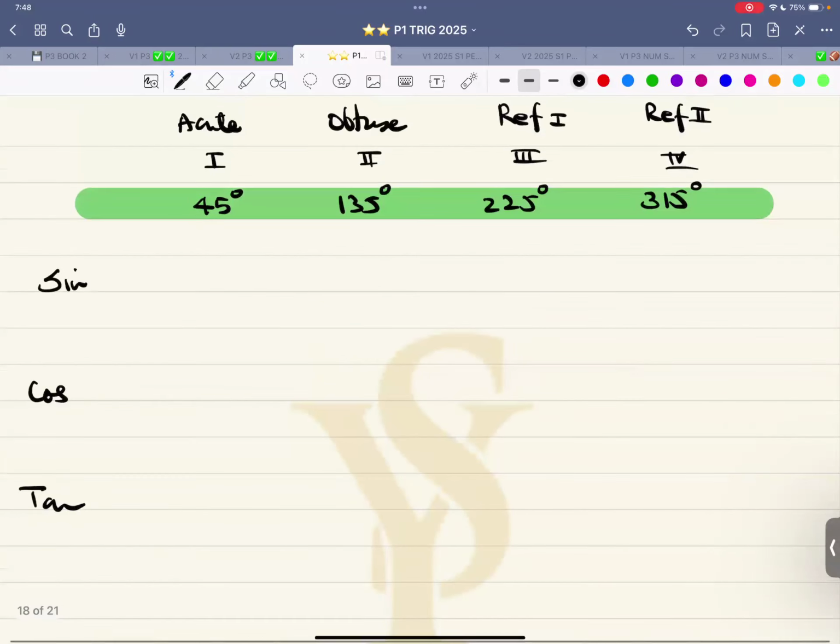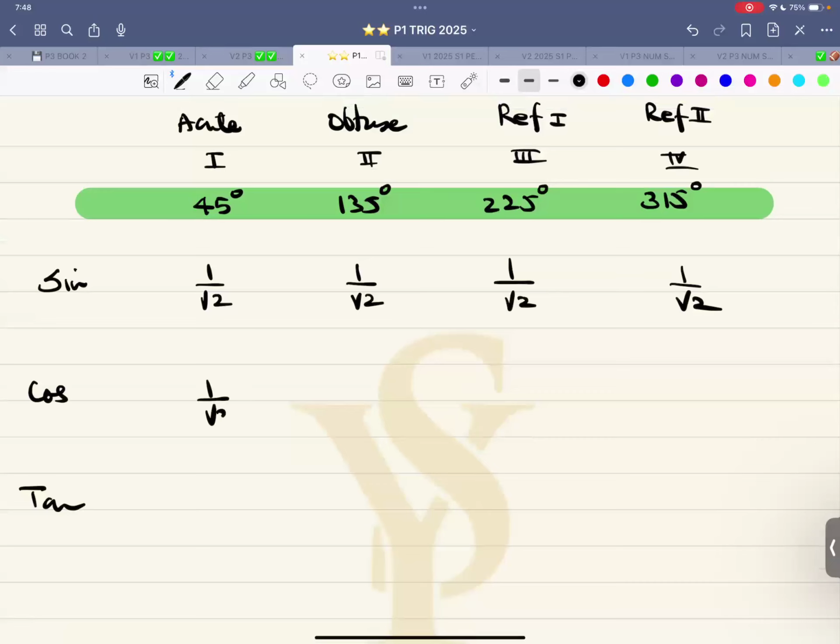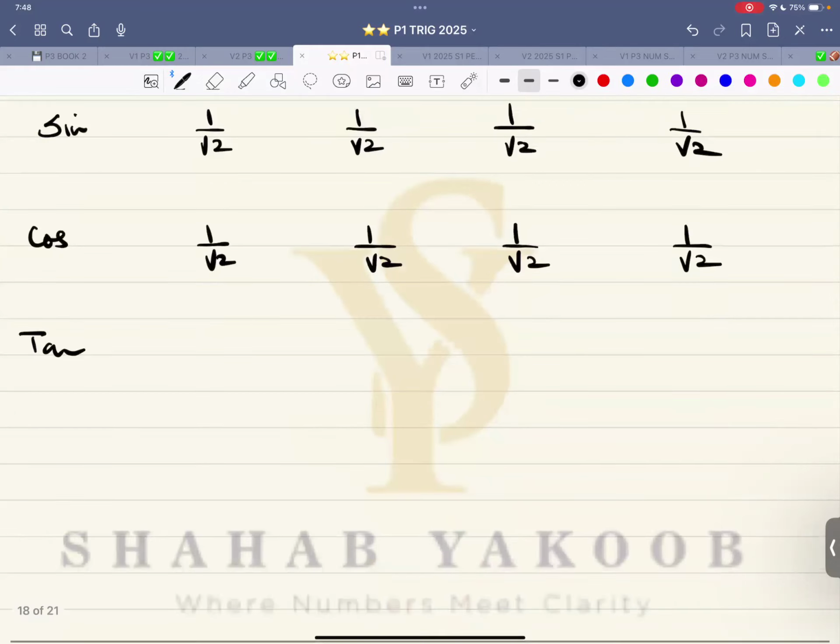So for sine, this is 1 over root 2. 1 over root 2. Always focus on the value, apply the sign later. Remember my golden words. Always focus on the value, apply the sign later. Tangent of 45 is 1.